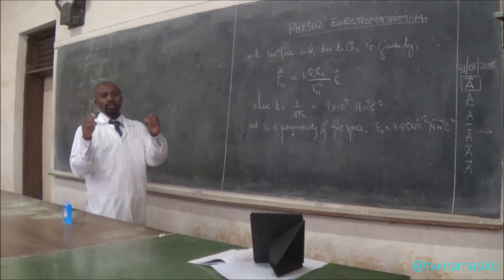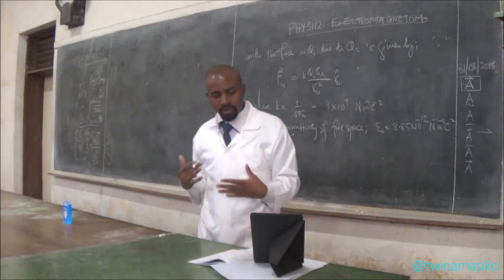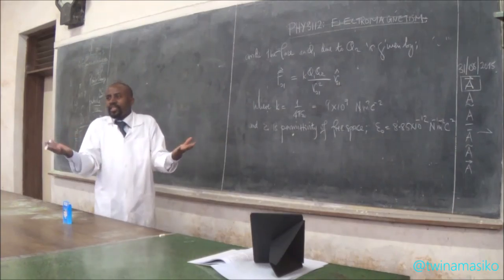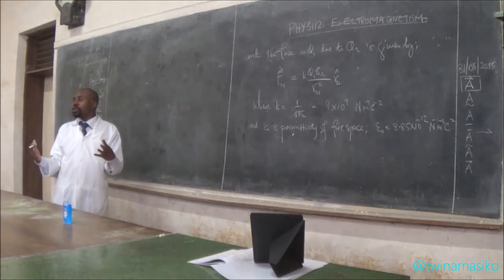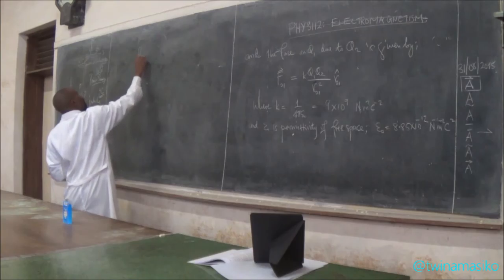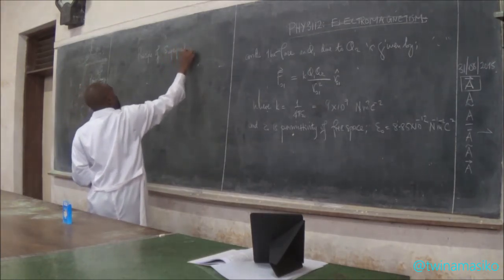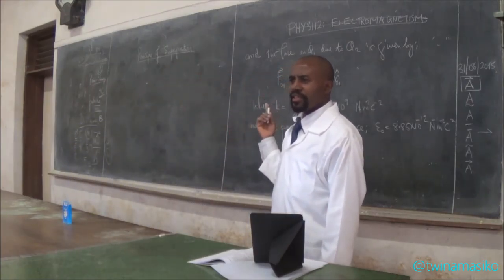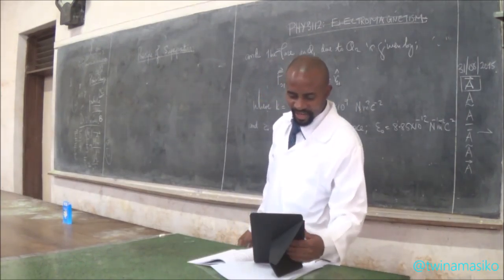Now, what if we have a bunch of these many charges with different magnitudes? How do we look for either the total force due to them, or the effective electric field intensity in that kind of region, or the potential in such a region? We can only get this by applying what we call the principle of superposition.